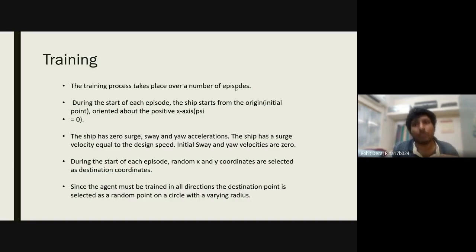At the start of every episode, I select a random point as the destination coordinate, and the aim of the agent is to reach it. To select the random coordinate, I choose a circle of varying radius, and after picking a random radius, I choose a random point on the circle. I make sure the radius is big enough that the ship is able to turn and reach the point. You don't want to keep it below the turning circle radius, or your ship won't be able to reach it.